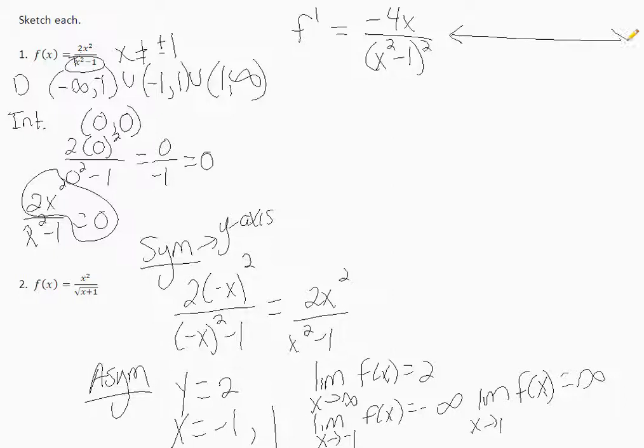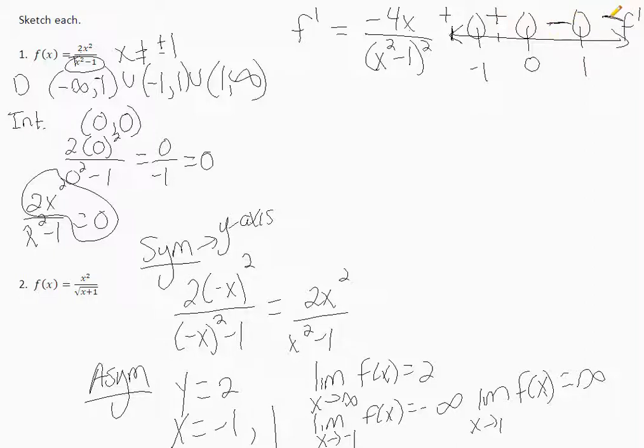I can make a sign chart. So I'd have 0 as a critical number, 1 and negative 1. Why all of them? Because 0 makes the numerator 0, so that's an actual 0. And 1 and negative 1 make it undefined. So those are also critical numbers. I'm going to label this f prime, and I'm going to plug numbers in. I'm going to plug negative 2 in for x here and here, and I get a positive. I'm going to plug negative 1/2 in, I also get a positive. I'm going to plug 1/2 in, should get a negative and negative.